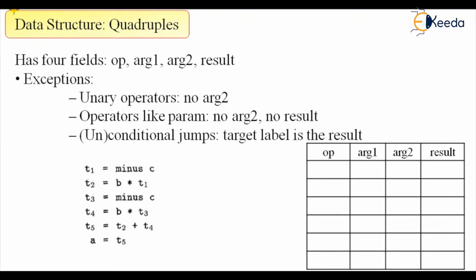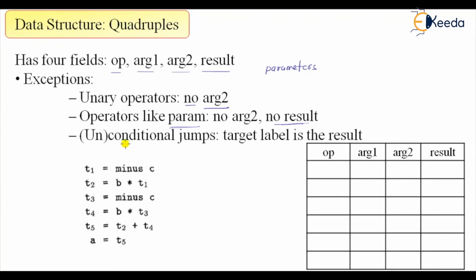Welcome again, and the first data structure here is the quadruples. Quadruples, as the name stands, have 4 different fields: an operator OP, argument 1, argument 2, and finally a result. If you have a unary operator, then there will be no argument 2, only argument 1. An operation like param, meaning a parameter, has no argument 2 and no result.